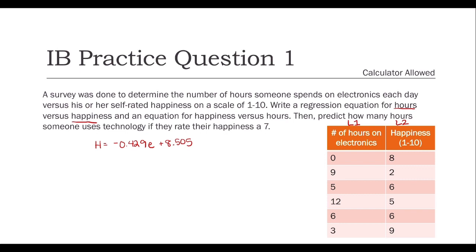So now for our equation of happiness versus hours, we'll use L2 for our x list and L1 for our y list. So then we'll get that the number of hours on electronics is equal to negative 1.3 times their happiness rating plus 13.633. So here are our two equations. We want to define our variables. So H will be happiness. And E will be number of hours on electronics.